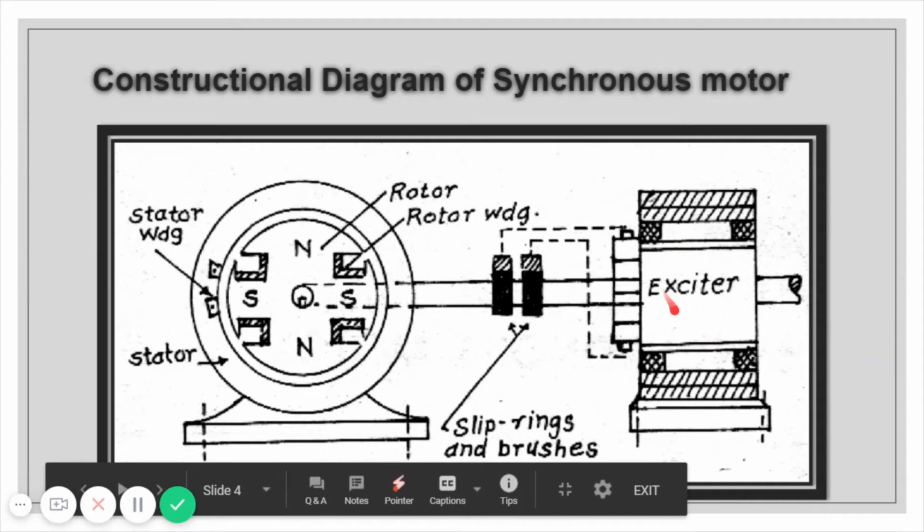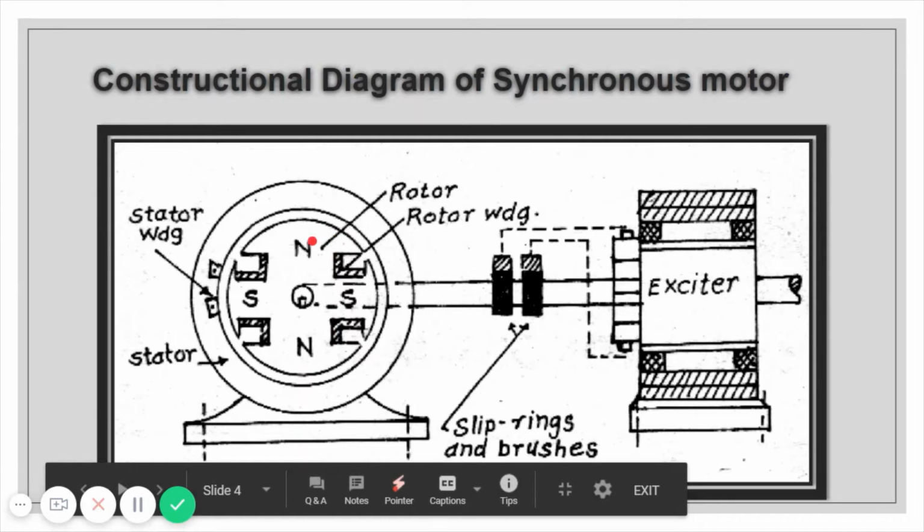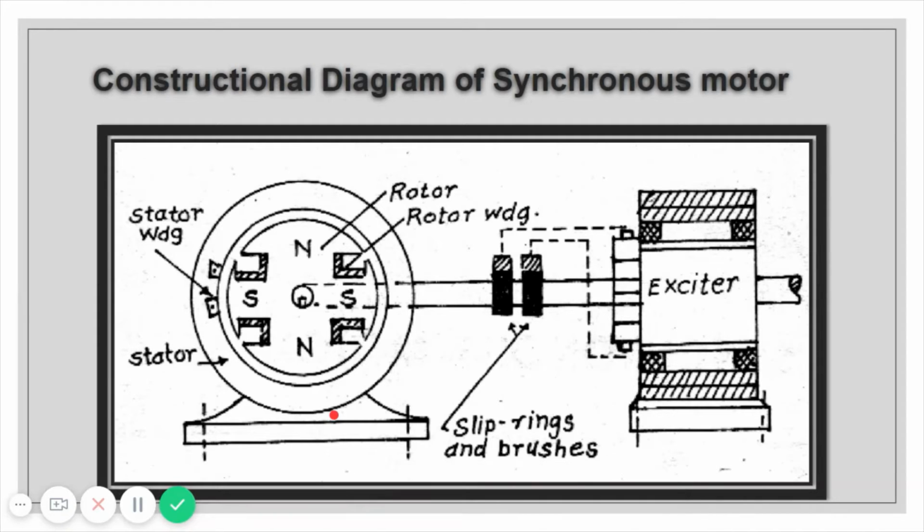Here you can see the exciter which is attached to two slip rings, and this hatching part is nothing but two brushes which are attached to the slip rings, and they are mounted on the same shaft of the motor. So this is the shaft of the motor and here you can see the synchronous motor. This inner part is the rotor which has N pole, S pole, N pole, S pole. And these are the stator windings and this round part is the stator of the motor. So this is all about the constructional diagram of synchronous motor.